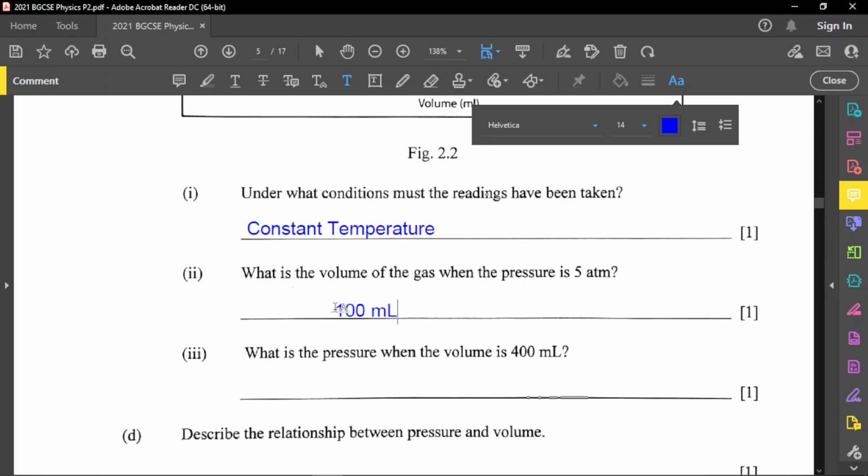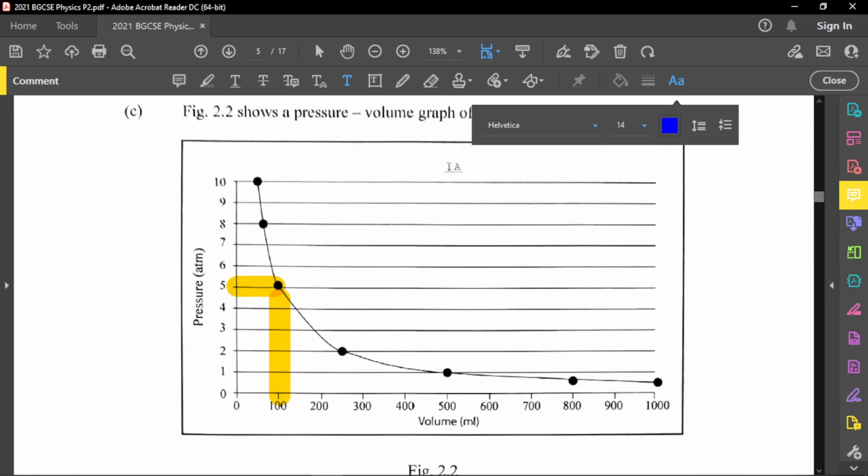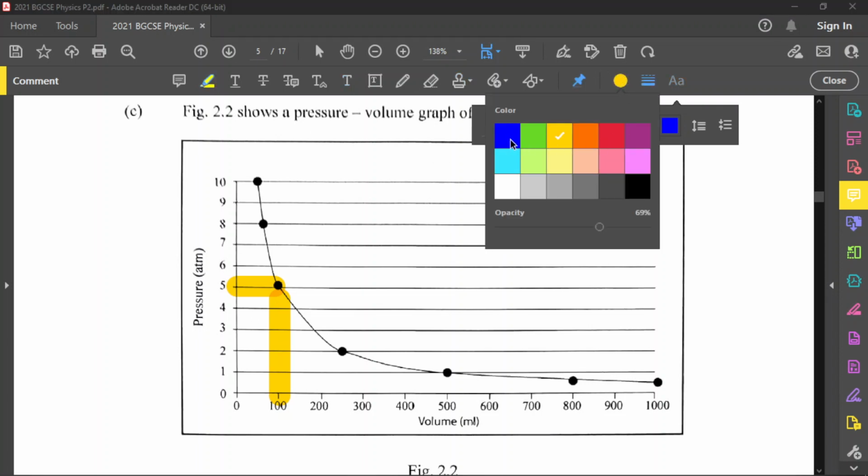All right, so 100 ml. So what is the pressure when the volume is 400 ml? Let's go back to the graph again to figure this out. Looking for 400 ml. So let's go to here. Let's change this so we don't confuse ourselves. All right, let's go to the red. So 400 ml.